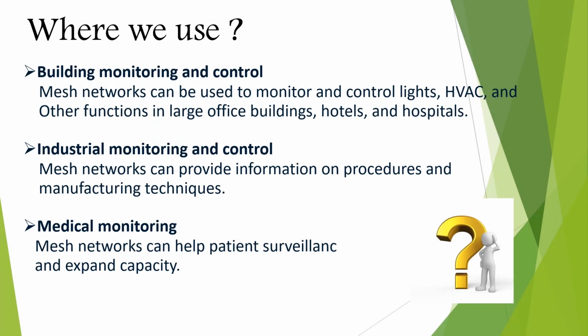Where we use it: building monitoring and control. Mesh networks can be used to monitor and control lights, HVAC, and other functions in large office buildings, hotels, and hospitals. Industrial monitoring and control. Mesh networks can provide information on procedures and manufacturing techniques. Medical monitoring. Mesh networks can help patient surveillance and expand capacity.